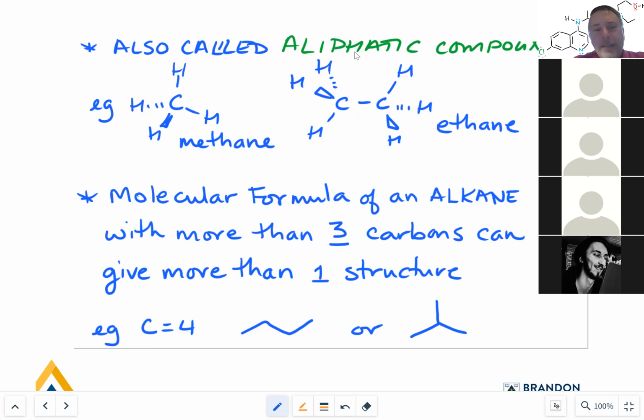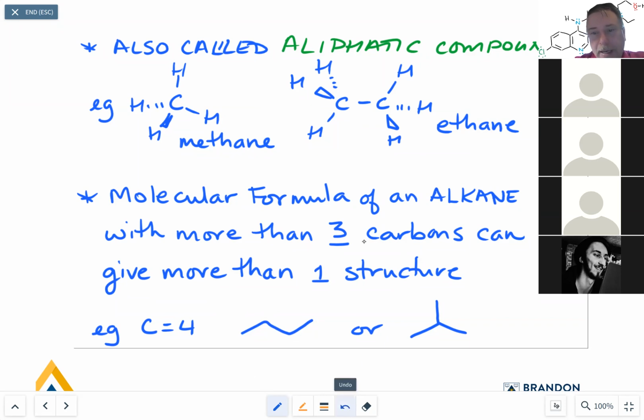So here are some examples: methane, ethane, and they're pretty simple. Remember, each carbon is bonded to 4 things, so each carbon in these structures is going to be tetrahedral. They're all going to be sp3 hybridized. With 3 carbons, the name is propane. But once you get to 4, anything above 4, there are different ways to connect the carbons.